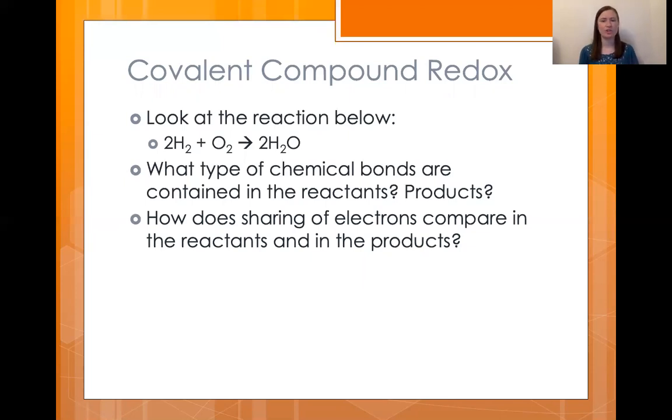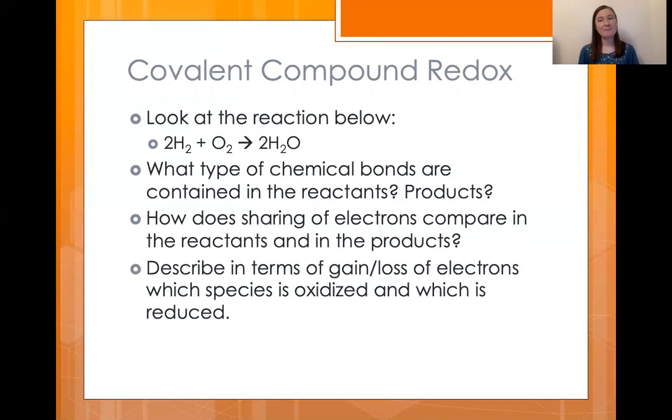So let's talk about how the sharing of electrons compares in the reactants and the products. The reactants have nonpolar bonds. That means the electrons are being shared evenly. The products have polar bonds, which means the electrons are being shared unevenly. Because oxygen is more electronegative than hydrogen, oxygen basically grabs the electrons closer to itself. So the electrons are still being shared, they haven't been transferred completely, but they're closer to oxygen and further away from hydrogen. That means that we can actually still consider this to be a redox reaction.